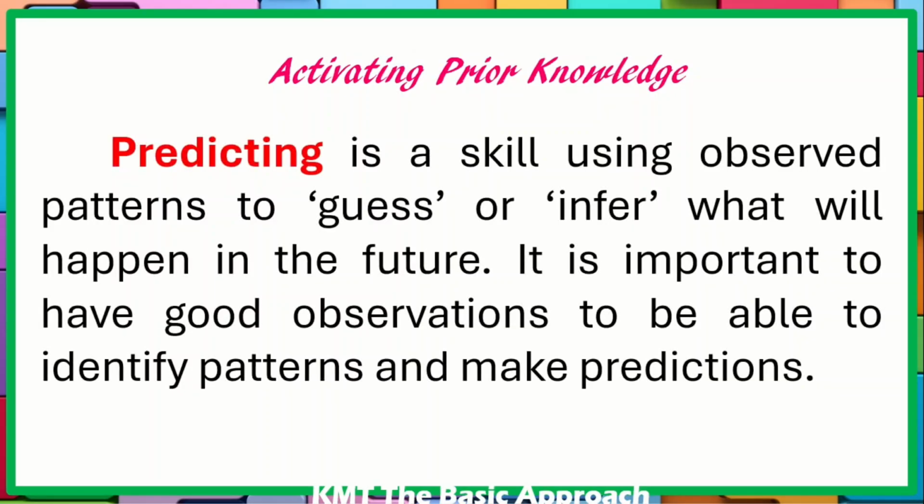Predicting is a skill using observed patterns to guess or infer what will happen in the future. It is important to have good observations to be able to identify patterns and make predictions.